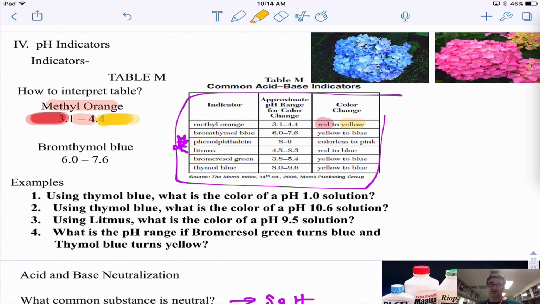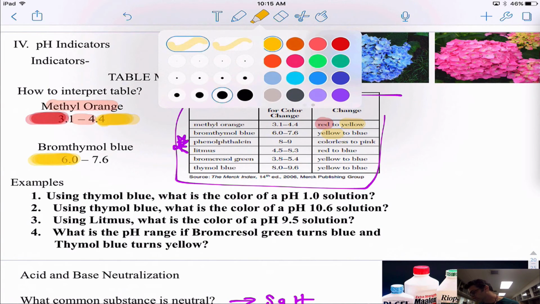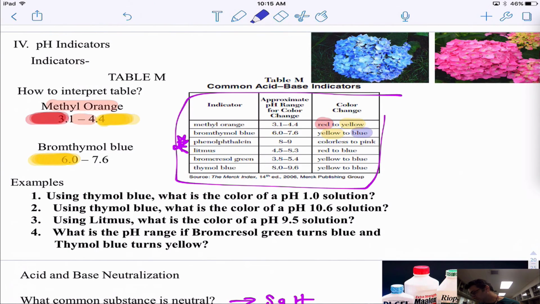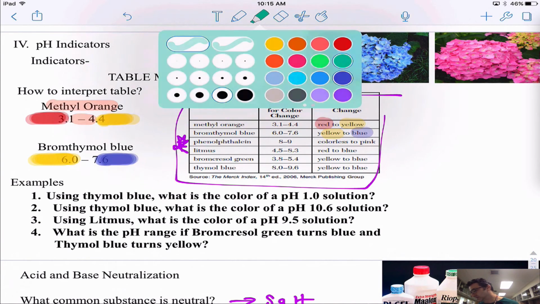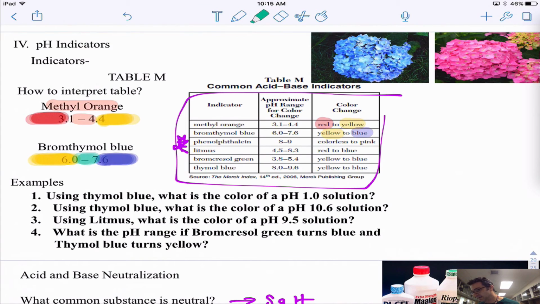Bromothymol blue, let's do that one. Bromothymol blue is yellow when you're below 6, and it's blue when you're above 7.6. Well, what would it be between 6.0 and 7.6? Well, if we mix those two colors together, yellow and blue, we get a green color. And that is what you would have between those two.